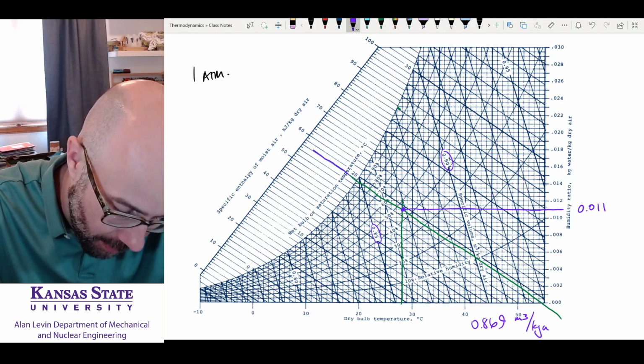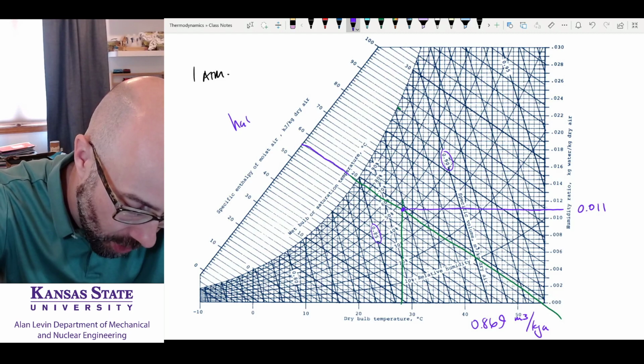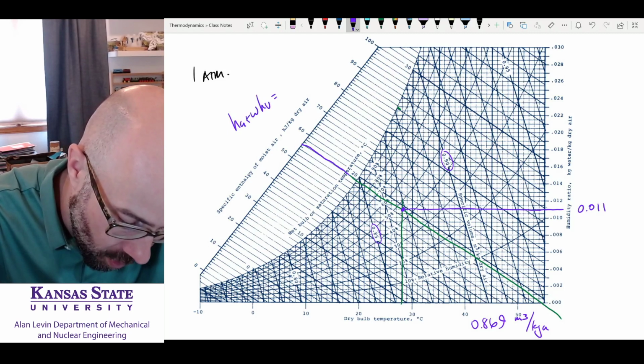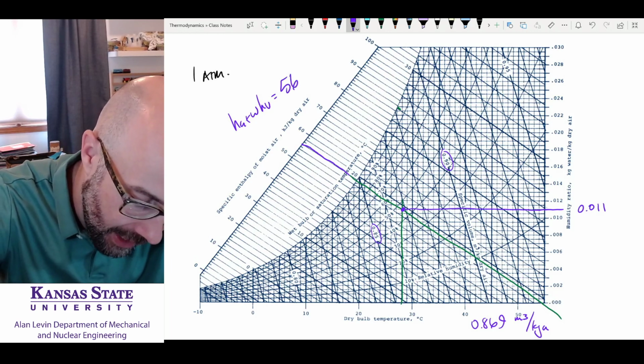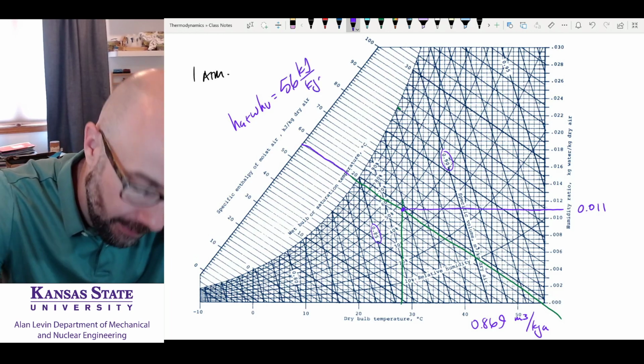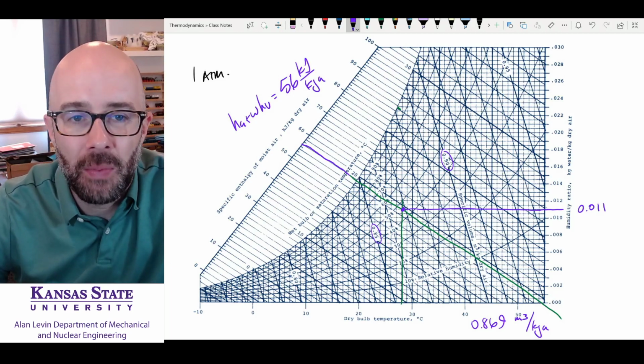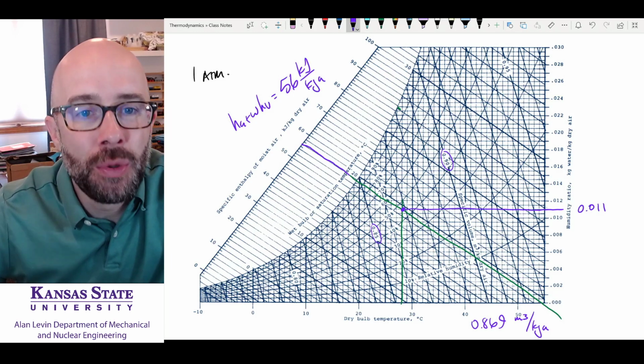My specific enthalpy here, so my h_a plus omega h_v, is going to be about 51, 52, 53, 54, 55, 56 kilojoules per kilogram of air. That's what I'm going to have there. And the last thing that I can read off this is going to be the dew point.